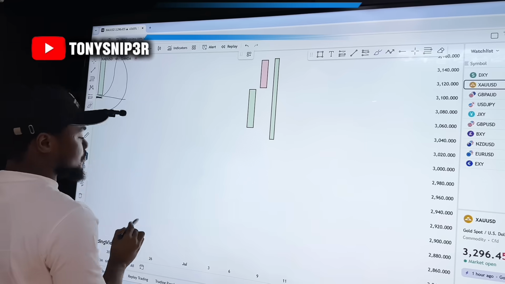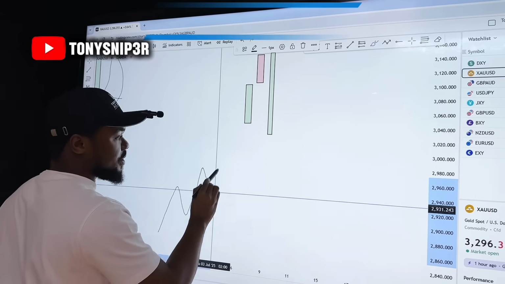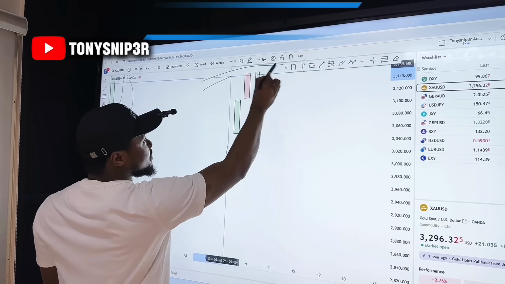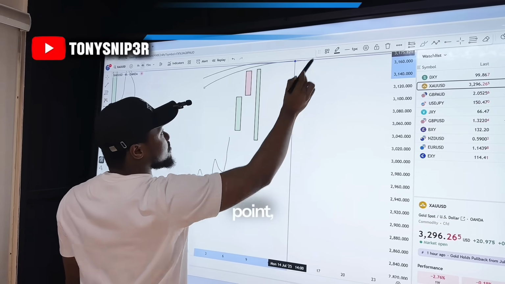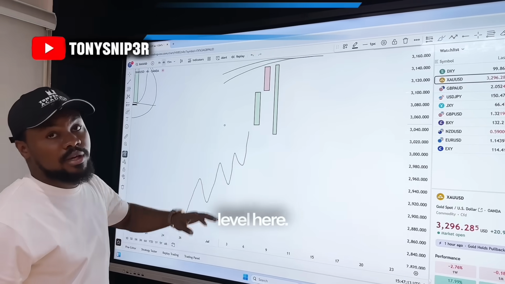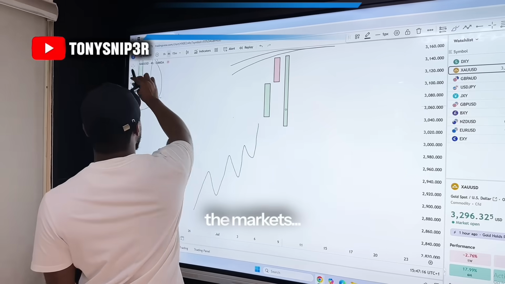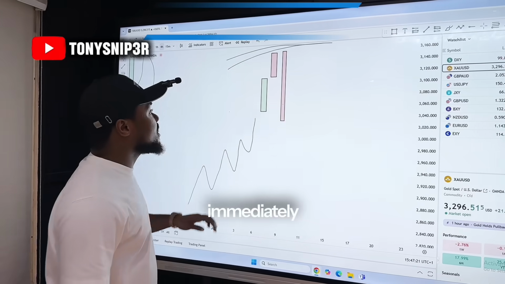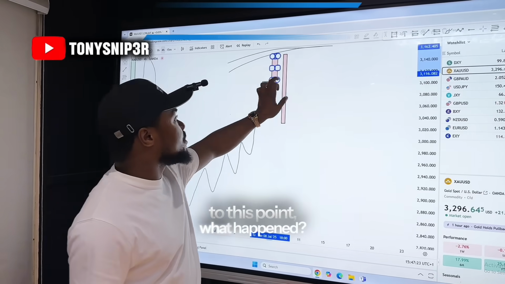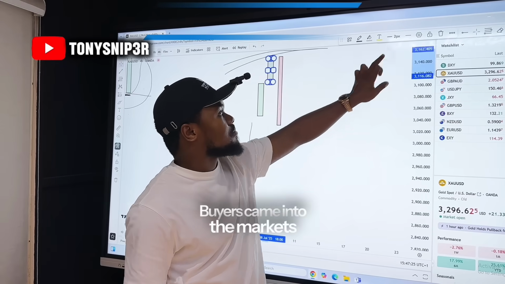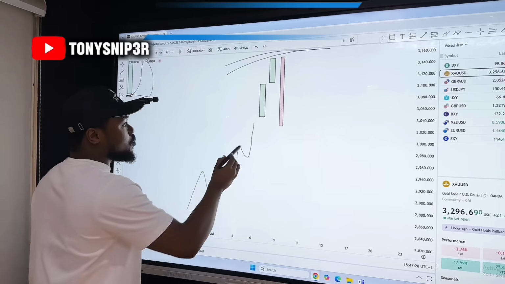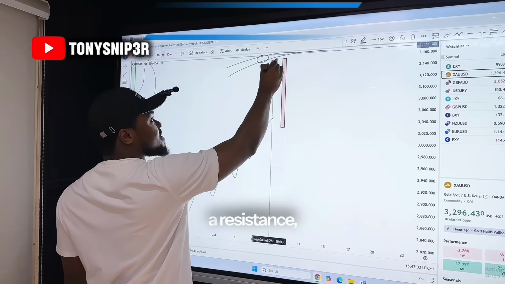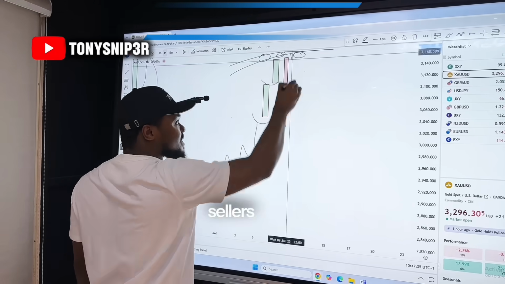Now remember, this market was actually buying. Then the market got to a resistance point here. There's a resistance at the top of this point. The market got to a resistance level here. Now, immediately the market got to this point, what happened? Buyers came into the market aggressively. We saw buyers entering here. Then as the market was approaching a resistance, sellers came in aggressively.